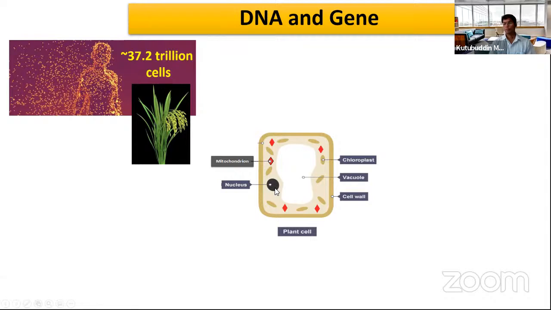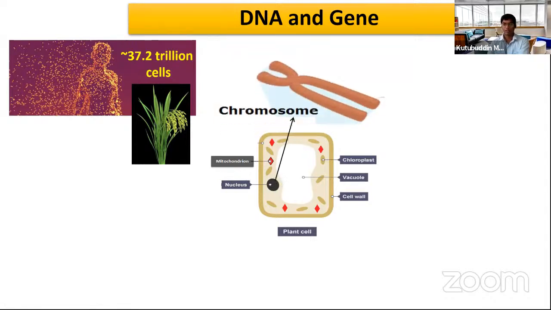This nucleus is a very important organelle of this cell because it contains the genetic material that is called chromosome. And this chromosome is nothing but a long thread of DNA that is coiled around a protein. That protein is called histone protein. So forget about that histone protein, but just remember that a chromosome is made up of a long thread of DNA that is coiled around each other.